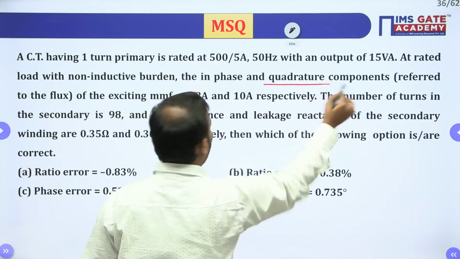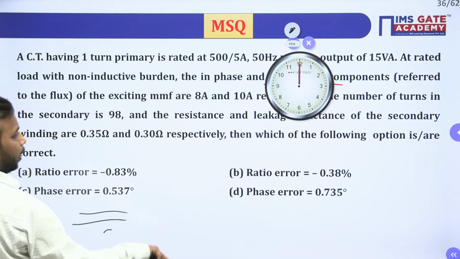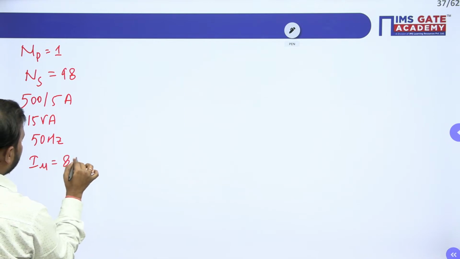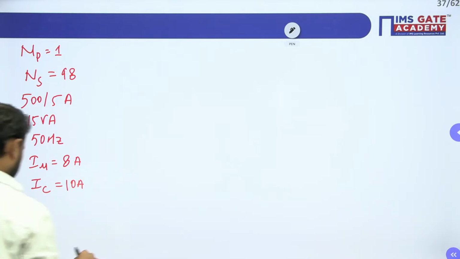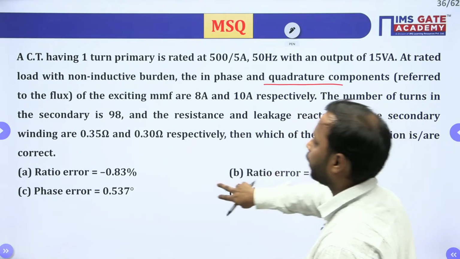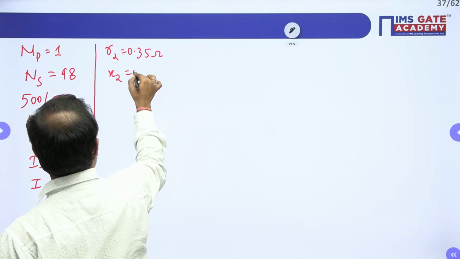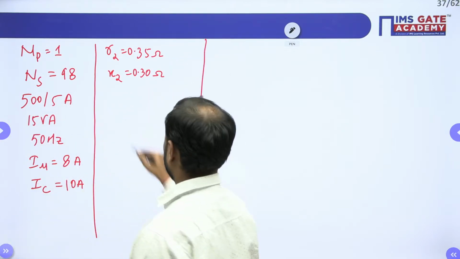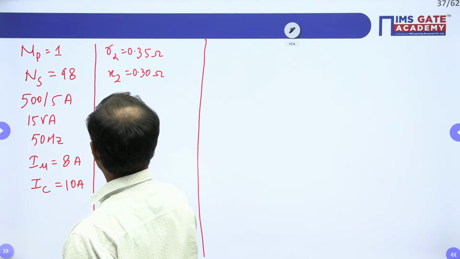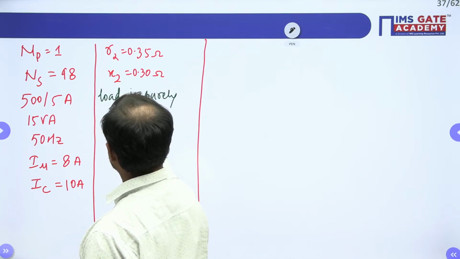And what about quadrature to the flux? Quadrature to the flux means the current which produces the core loss. So let me write here: I mu is 8 ampere and core loss current is 10 ampere. This is given in the question. Secondary turns we have already written. Resistance and leakage reactance of the secondary winding: R2 is 0.35 ohm and X2 is 0.30 ohm. And what else? Load is purely resistive. How do I come to know?